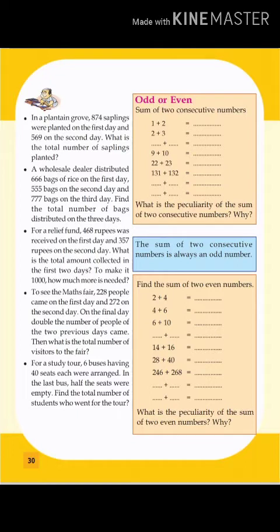Here, to see the maths fair, 228 people came on the first day. Then, it is a step problem. So, we have to write the steps. What will be the steps? Number of visitors came on the first day equal 228. Then, next step, number of visitors came on the second day, that is 272. Then on the final day, double the number of people of the two previous days came.